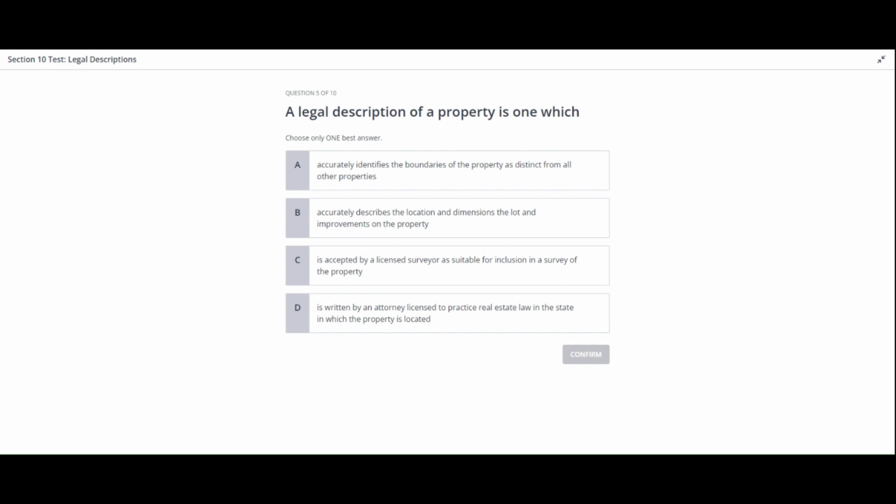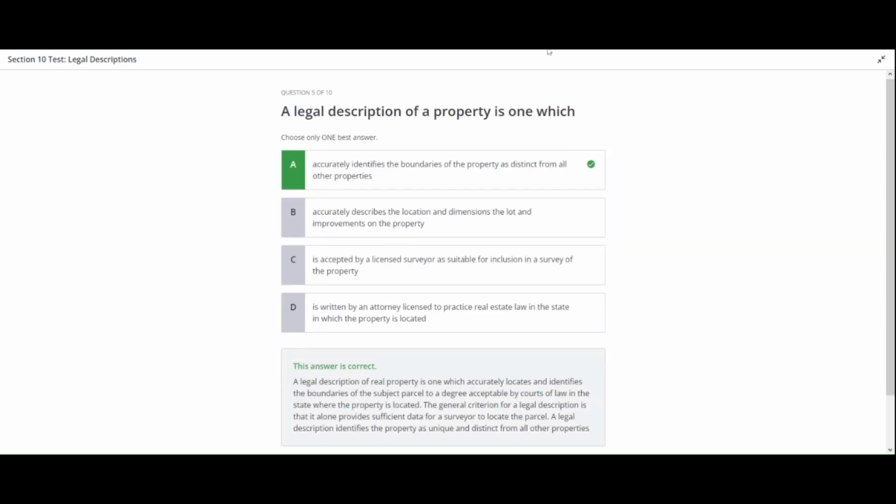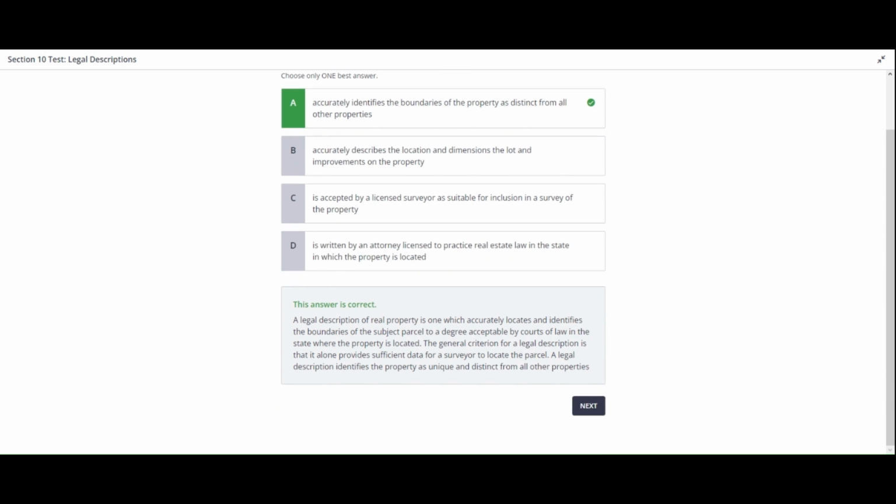Okay, let's uncover the answer. So the correct answer is Option A, accurately identifies the boundaries of the property as distinct from all other properties. If you chose option A, you're on the right track. A legal description of a property precisely demarcates its boundaries, setting it apart from others.